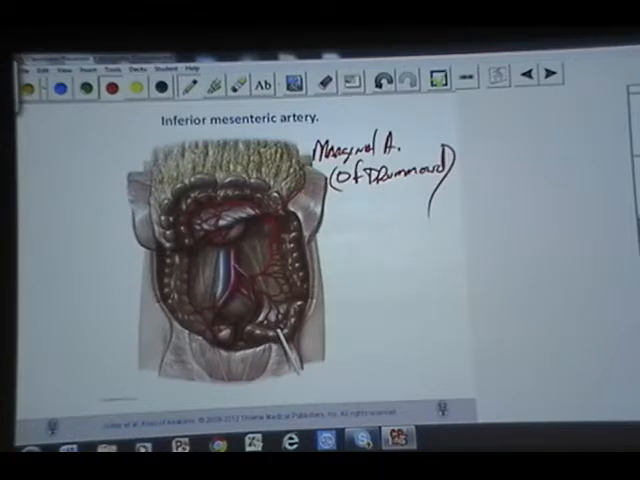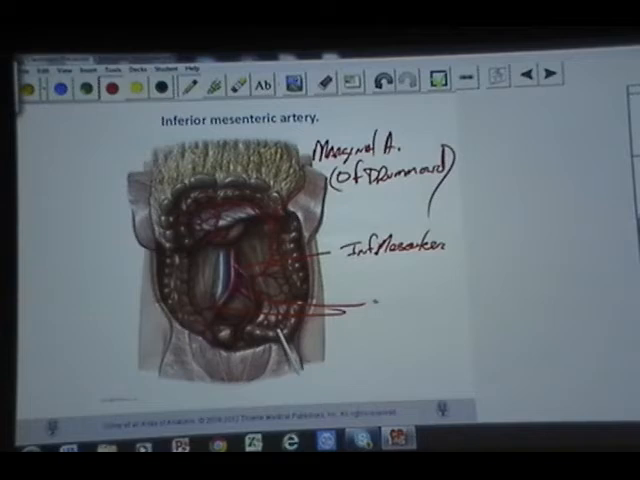So, I'll draw this. This is inferior mesenteric. Here are your common iliacs.